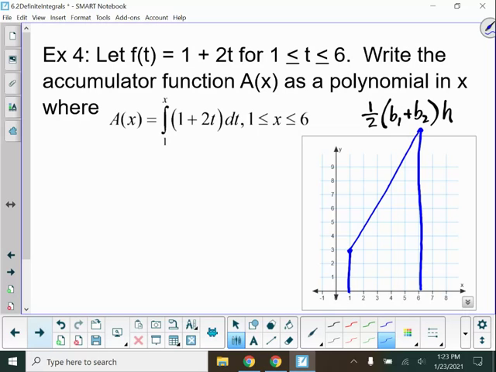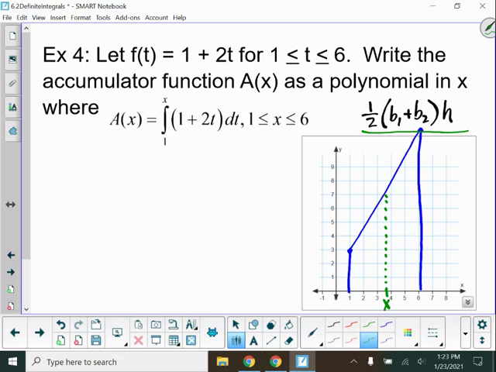And again, I'm not necessarily going the whole way from 1 to 6 because it doesn't say the area under the curve. There's some x value somewhere in here, in between 1 and 6. That's just giving me the limits of that. So that's really what I'm going to be using. I'm going to be appealing to the geometry to actually write the accumulator function for this.